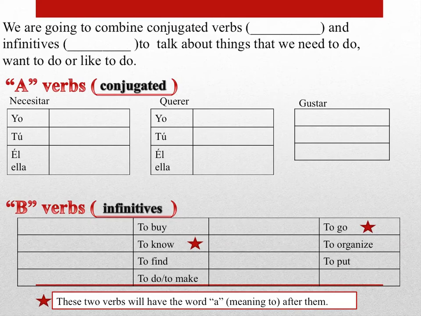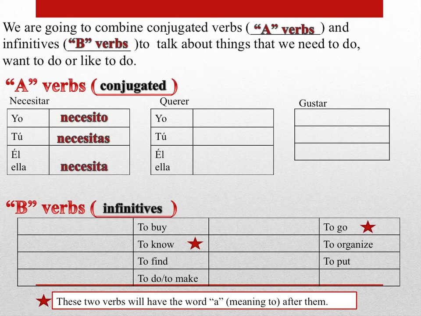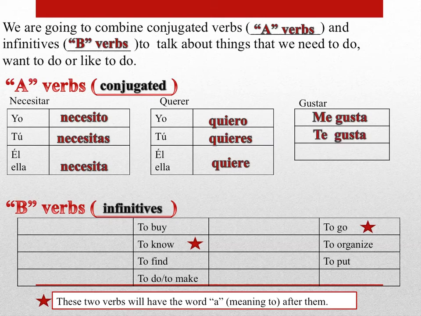All right, we are going to combine conjugated verbs, which are the A verbs, and infinitives, which would be the B verbs, to talk about things that we need to do or want to do or like to do. A verbs are conjugated. Go ahead and write that in right here. And here are A verbs. Necesito, necesitas, necesita. You should be looking at these charts and saying, ooh, I remember a worksheet like that, or I remember my flashcards like that. Querer, to want, is going to be quiero, quieres, quiere. And then gustar, to like, is going to be me gusta, te gusta, le gusta. All right, these are the major verbs that we're going to be using this section.